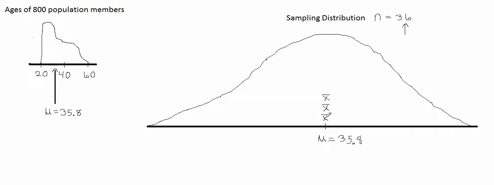So if I selected this sample, my sample mean would be 35.8. If I selected this sample, my sample mean would be 35.8. And if I selected this sample, my sample mean would also be 35.8. And there could be some people in this sample that are also in this sample, and there could be some people in this sample that are also in this sample. In other words, these samples might overlap each other, but the idea is they're not the same exact group of 36 people. They're different combinations of 36 people.